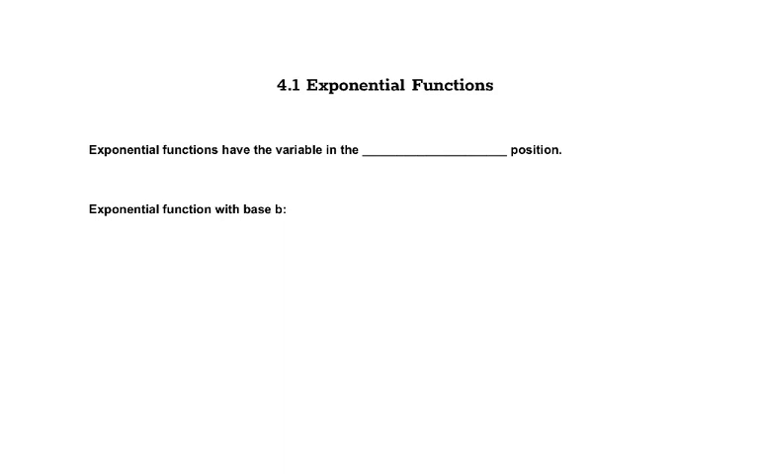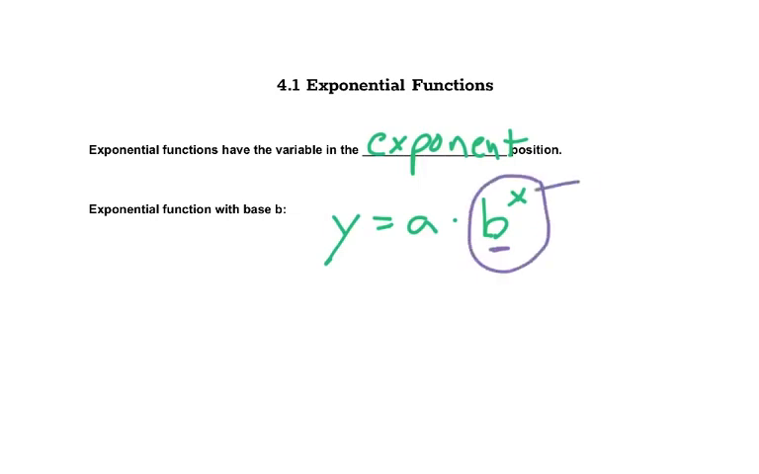In this chapter, we'll look at exponential functions and log functions. Exponential functions are functions that have the variable in the exponent position. So an exponential function with base b would look like y equals a times b to the x. This b is the base of the exponential function because the variable x was in the exponent spot. We could also write this as f of x equals a times b to the x because again f of x is the same thing as y.